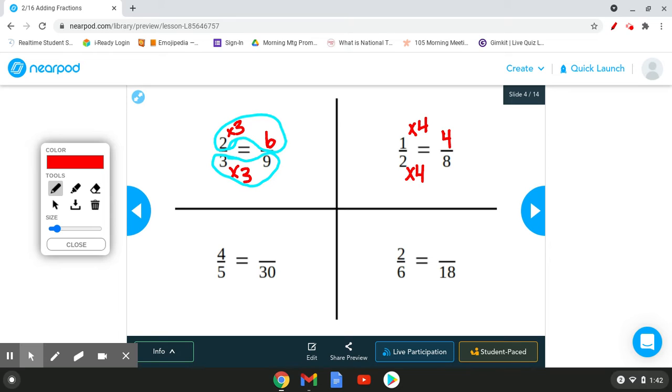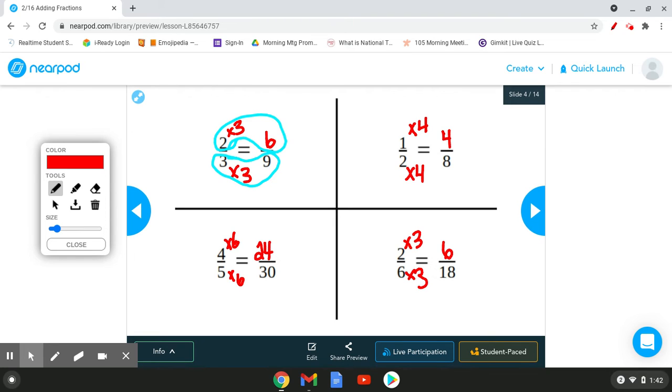All right, the example down below, 4/5 is equal to how many 30ths? 5 times what equals 30? 5 times 6 equals 30. So I'm going to do the same thing to the top. 4 times 6 gives me an equivalent fraction of 24/30ths. And the last one, 6 times what gives you 18? You should have thought to yourself 6 times 3. Whatever I do to the bottom, I do to the top. 2 times 3 is 6.